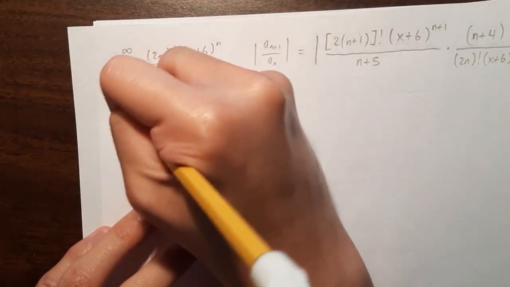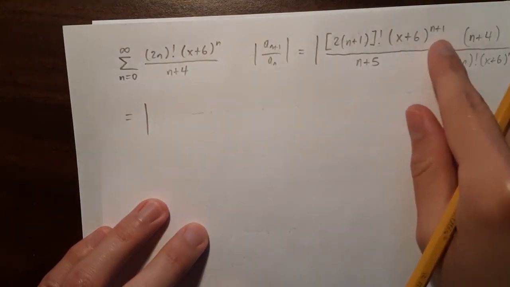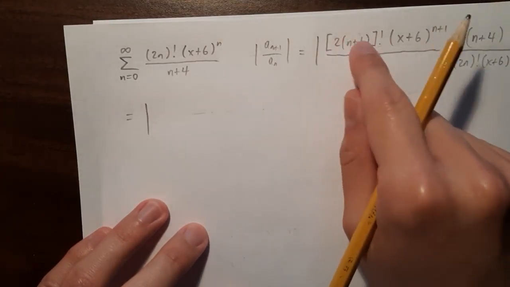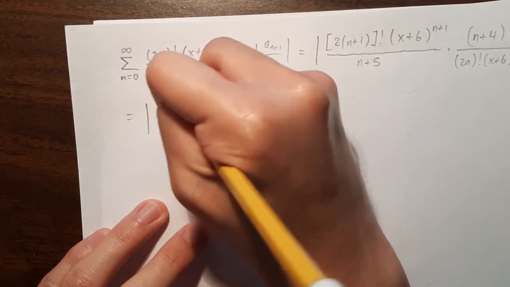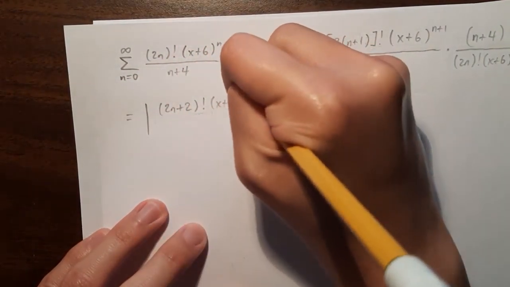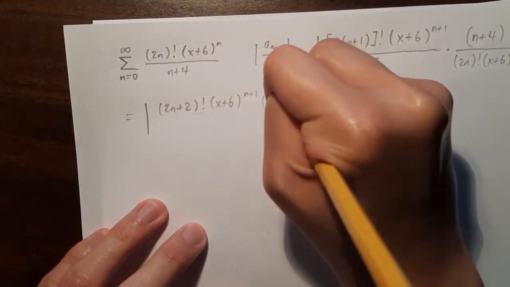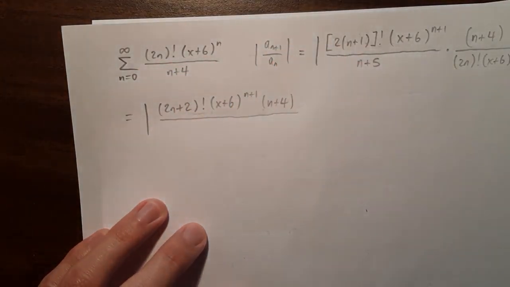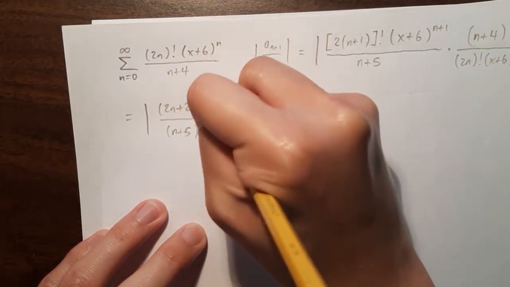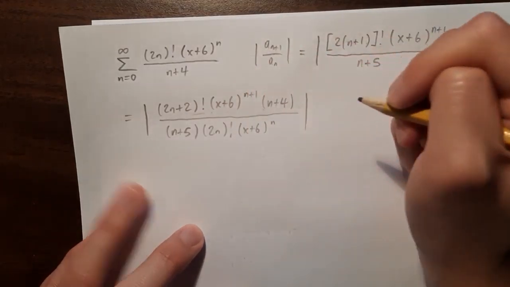All right, so let's simplify this then. Well, first of all, before I do a whole lot of simplifying, I really want to clean up this ugly bit right here. So let me distribute the 2 through. In that case, I'm going to get (2n plus 2) factorial times (x plus 6) to the power n plus 1, and I'll condense the entire fraction. So this will become times n plus 4, all in the numerator. And down below, we're going to have n plus 5 times (2n) factorial times (x plus 6) to the n.